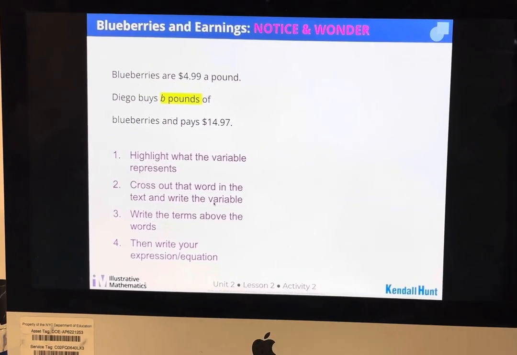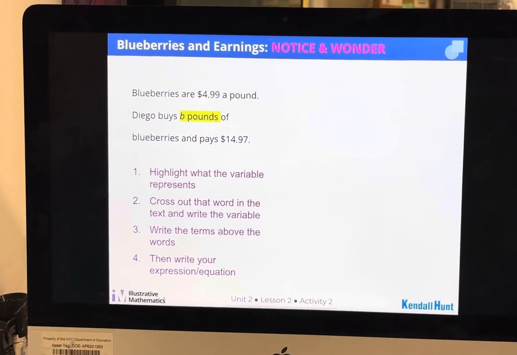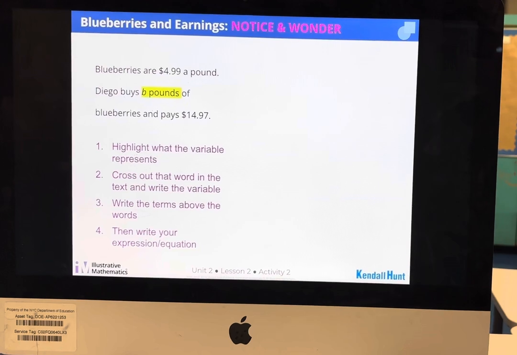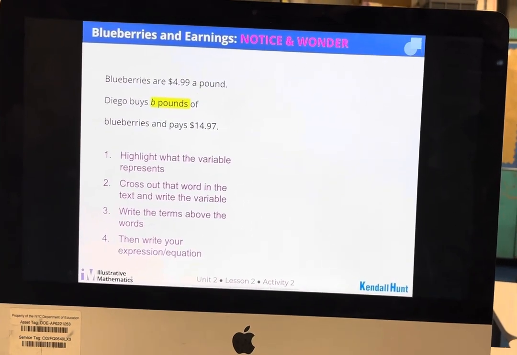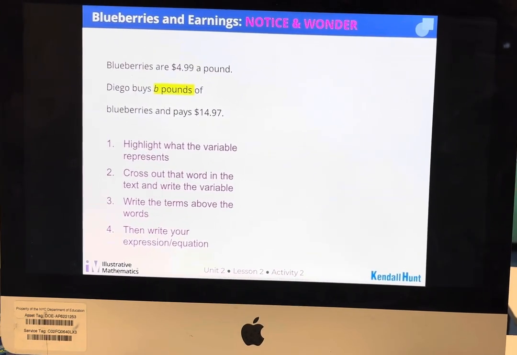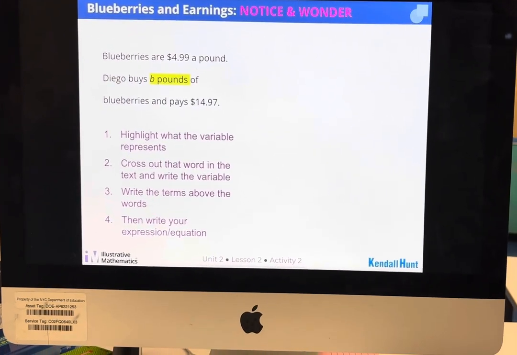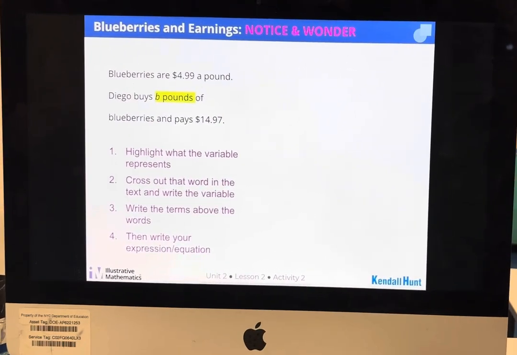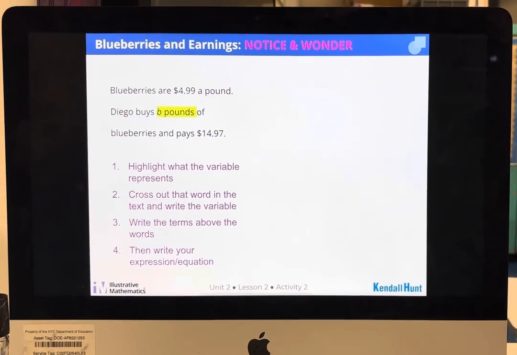Okay, so by now, you should have finished the notice and wonder. All right, so we're going to dissect this situation here. Because blueberries are $4.99 a pound, and Diego is trying to buy B pounds of blueberries, we have a procedure that can handle these kinds of problems to help us translate these sentences into equations, all right?